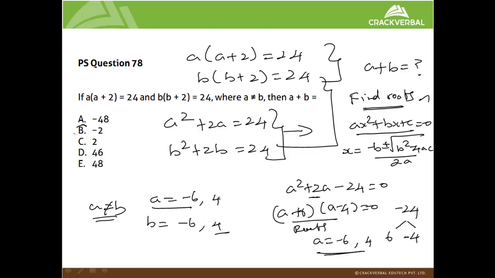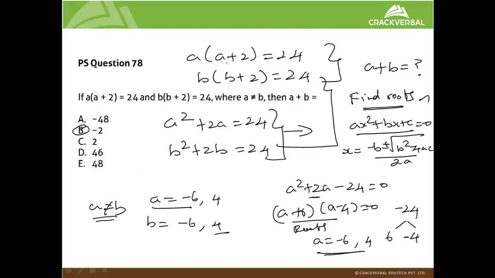Answer has to be b. So that's it pretty much. Either it could be b minus 6 and a 4, or a minus 6 and b 4, it doesn't matter. Both sums, a plus b and b plus a, are going to give you the same result. So here the result is minus 2. Answer has to be b here.